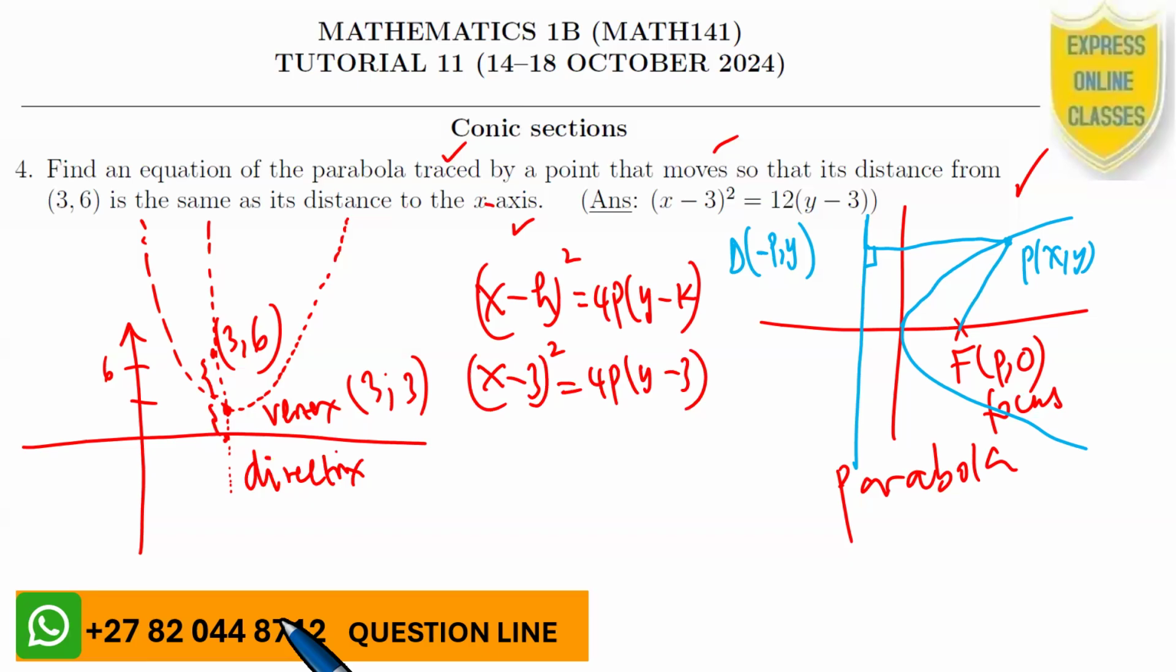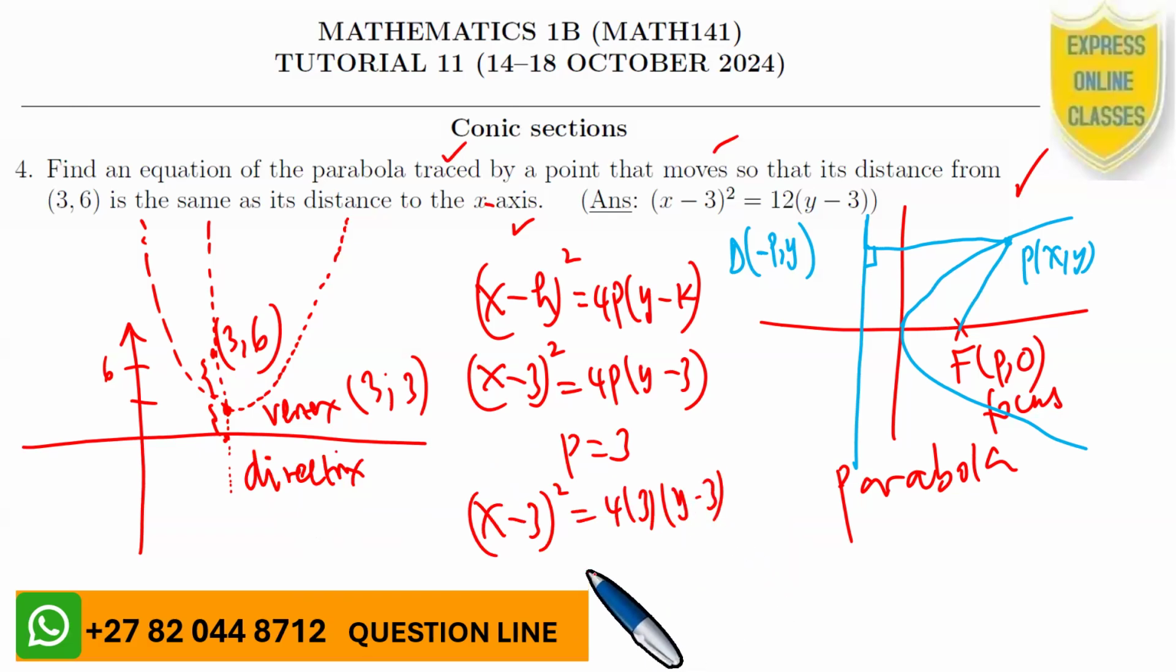So we are measuring 3 units. So that P becomes 3, and therefore x minus 3 squared is 4 times 3 times y minus 3, and therefore x minus 3 squared equals 12 times y minus 3. And this is the answer.